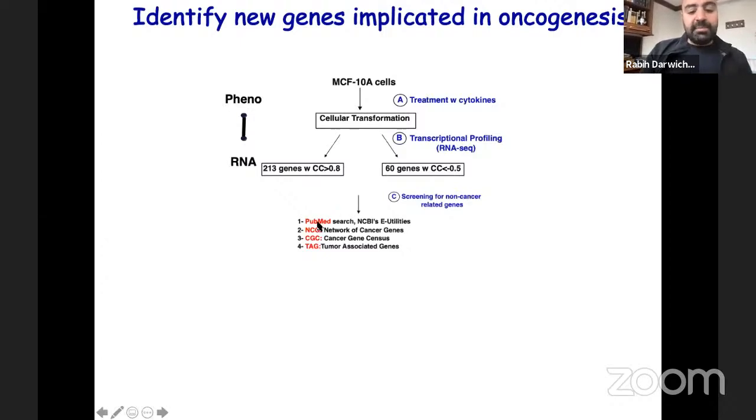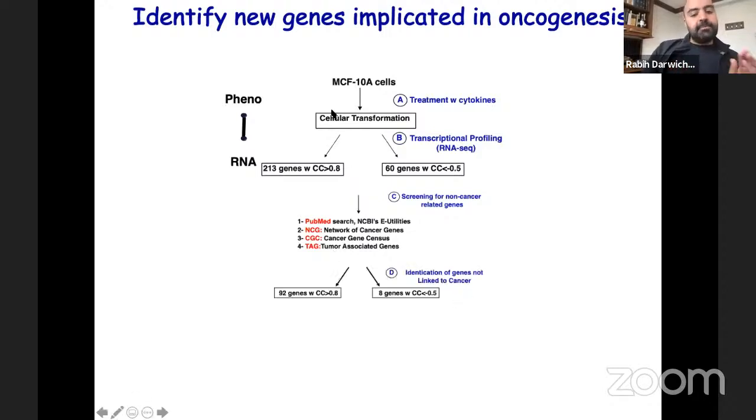First, we used PubMed, by using NCBI utilities, and it will tell us if a gene was already studied in link to cancer or not. And after obtaining the list, I did a manual literature review to confirm if a gene was studied before or not in cancer. After that, I cross-checked my data with available databases such as the Network of Cancer Genes, Cancer Gene Census, and tumor-associated genes to see which genes are important or not for cancer.